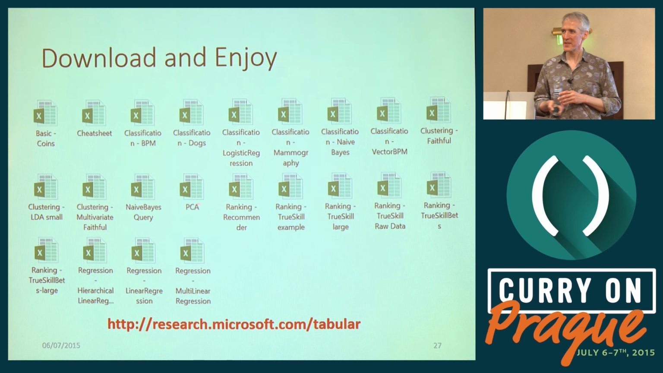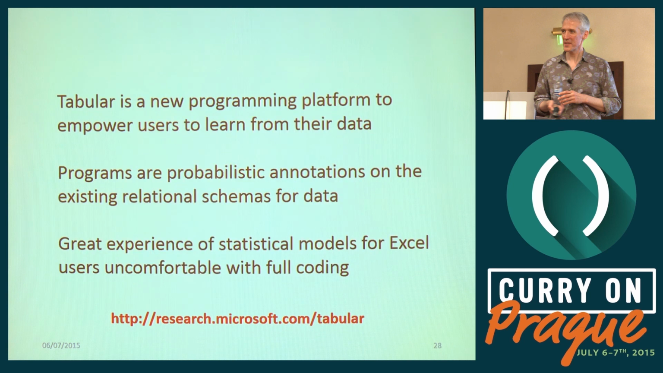We've got principal component analysis, which is a way of taking a table with a great many columns and scrunching it down to a more significant, representative, narrower table. And we've got various ranking models like TrueSkill, and lots of regression models as well. So it's at that URL. Please download and enjoy. Let me finish with this slide, which really just summarizes where we're going.